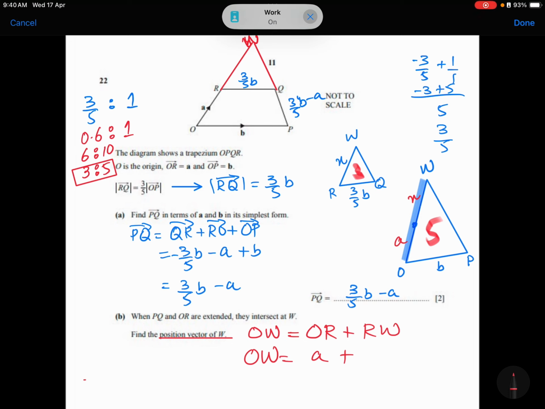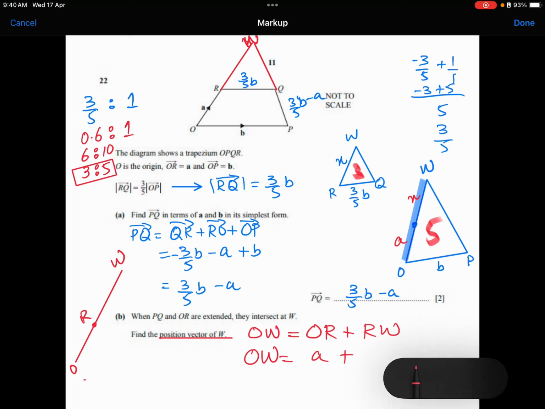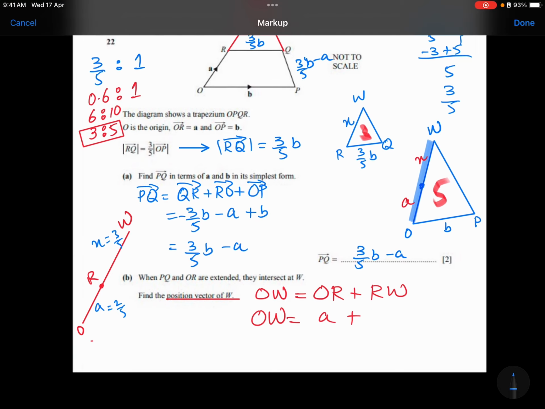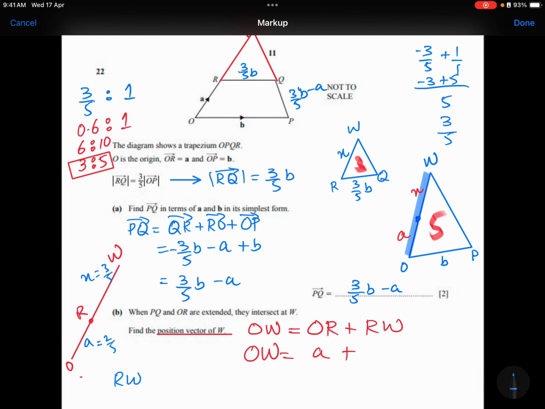So beta, we need to understand this. We know that this line is in this position. Please pay attention. O, that would be R, and that would be W. Now we know that the total is 5. So this a is equal to 2 by 5 and this x is equal to 3 by 5. Let's find out RW.